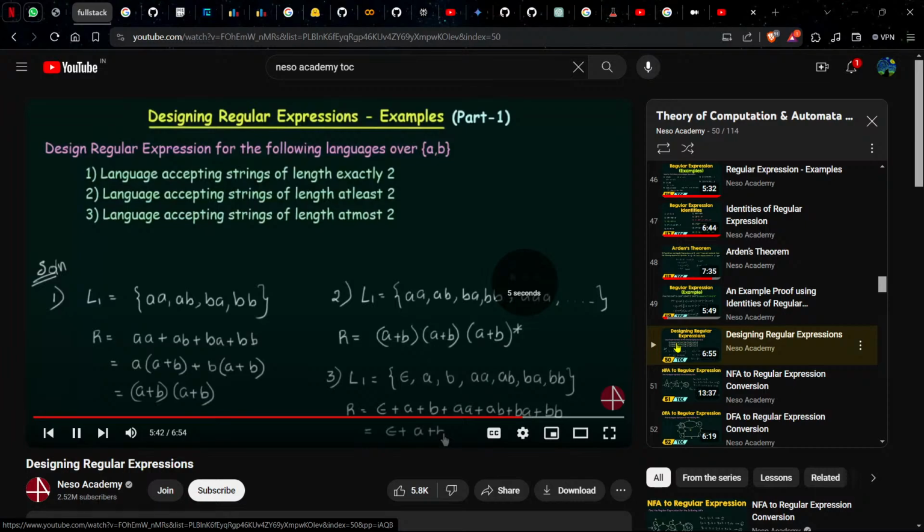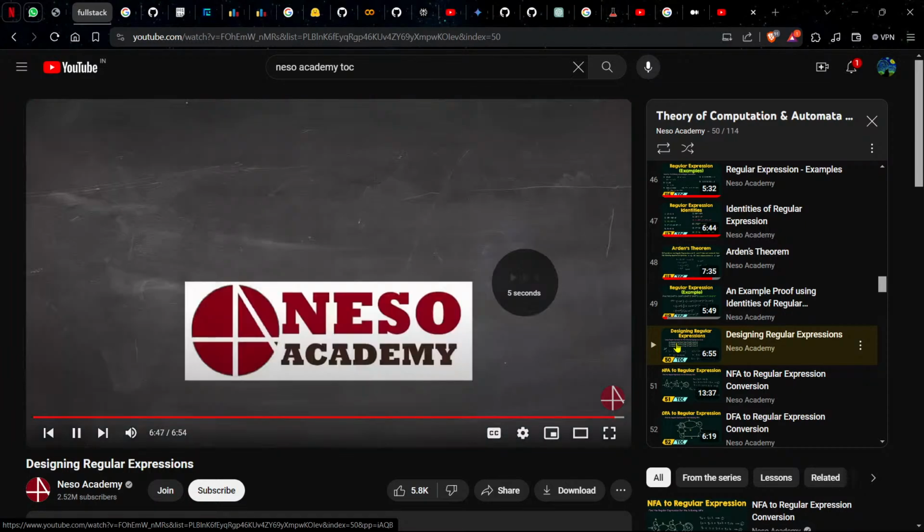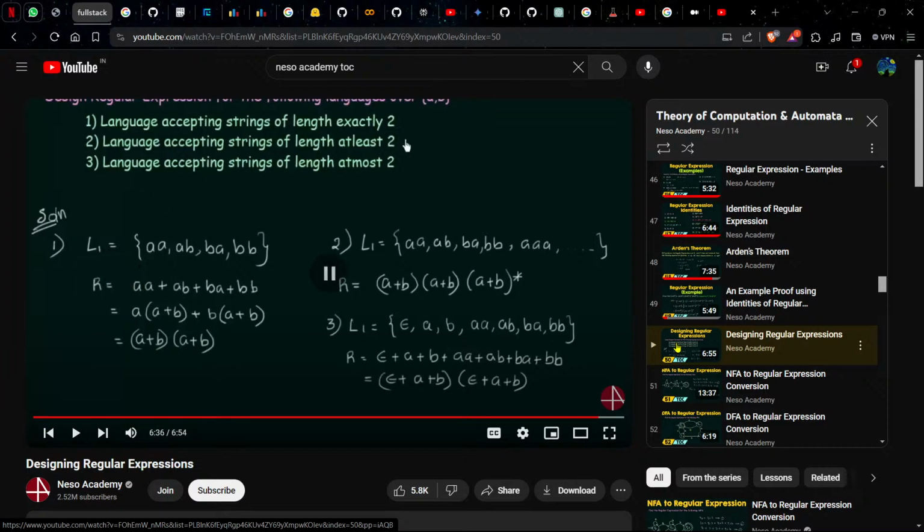And then AB. Now you can simplify this and write it as B plus it to be of length, discard this A. Or if you want A, B, you can take the string regular expression this one. So this is how we design the regular expressions for these given languages.